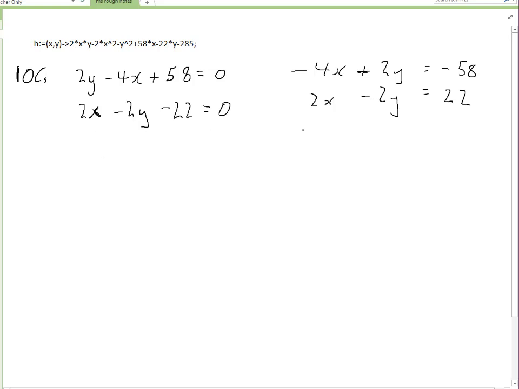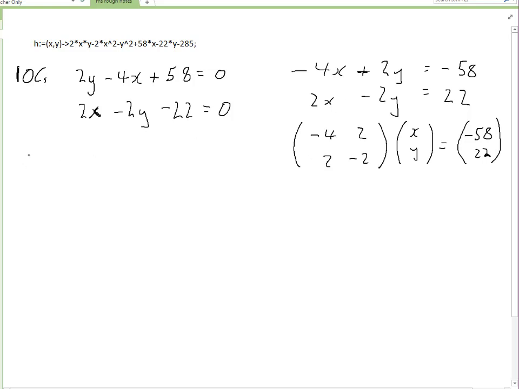This means that the matrix form for this is [negative 4, 2; 2, negative 2] times [x, y] is equal to [58, 22]. Oops, in fact that should be negative 58 there. So now we're going to solve this by finding the inverse of this matrix here.